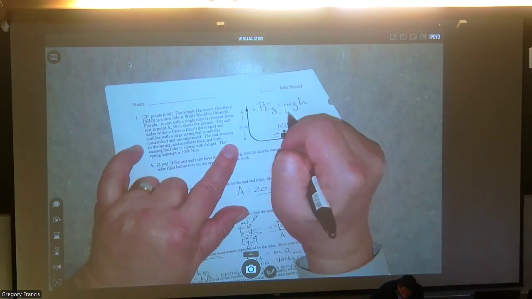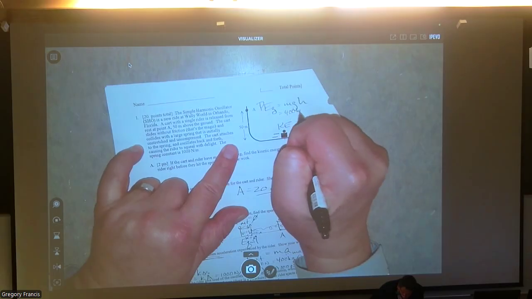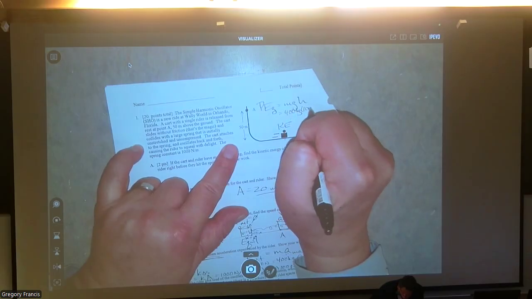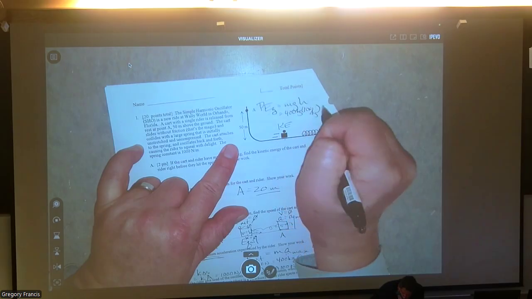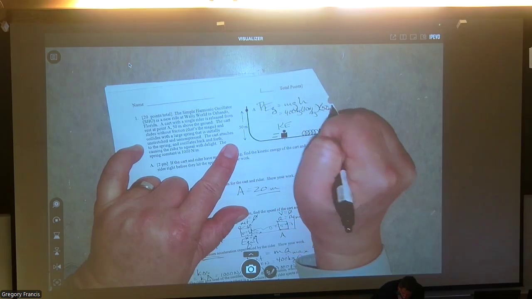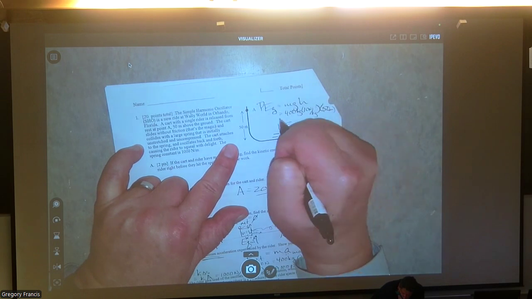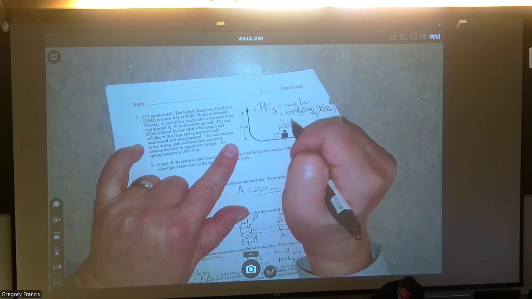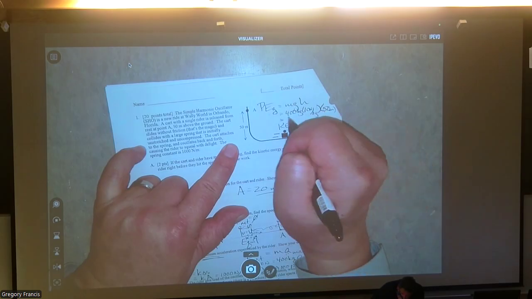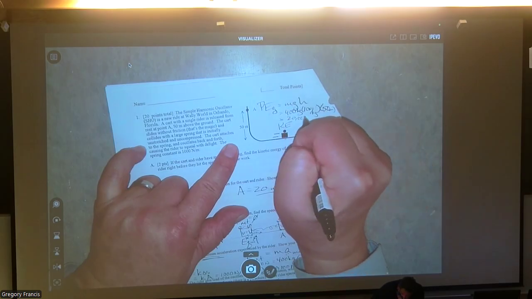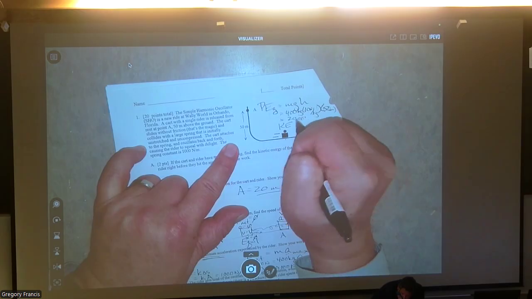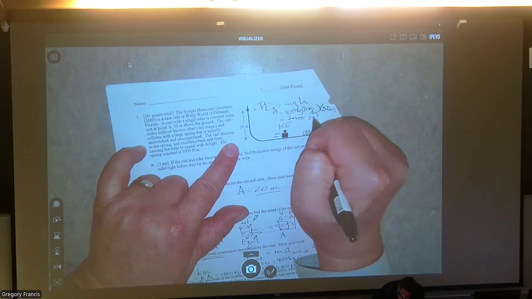And I have 400 kilograms times 10 newtons for each kilogram times a height of 50 meters. And that's going to give me 200,000 joules.